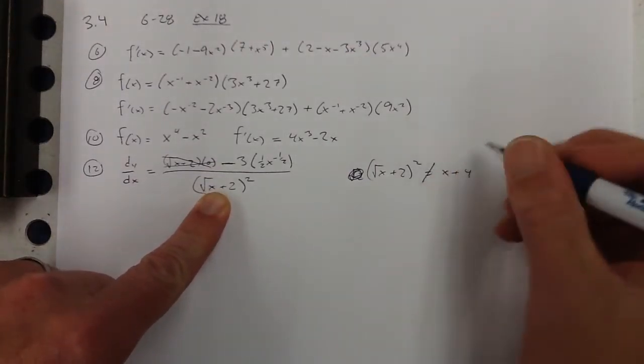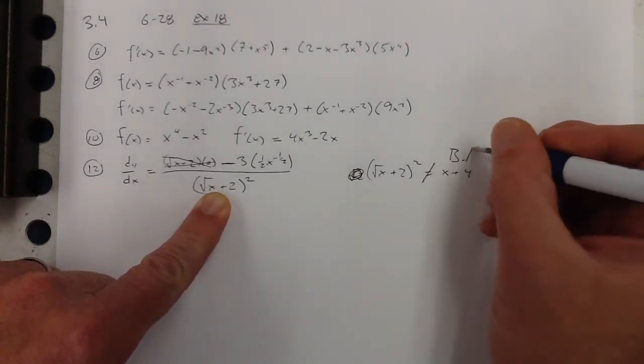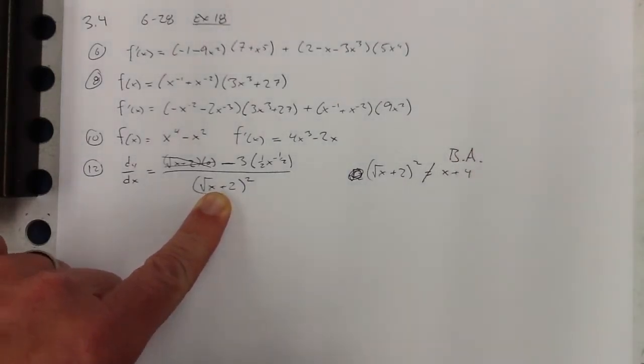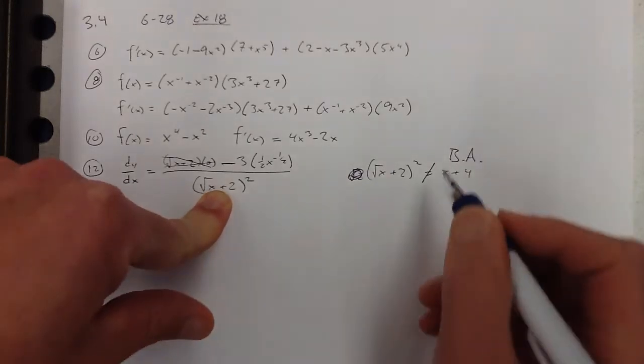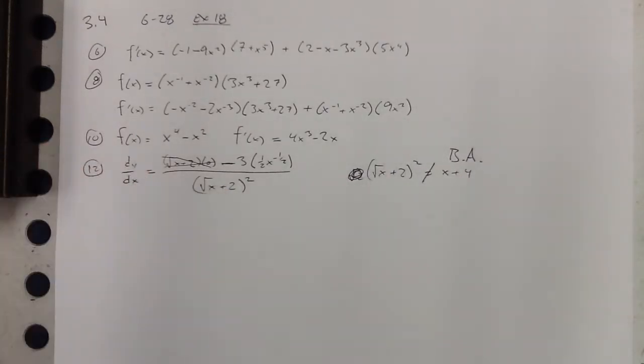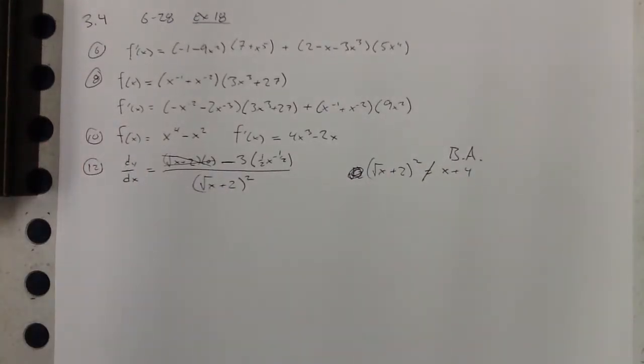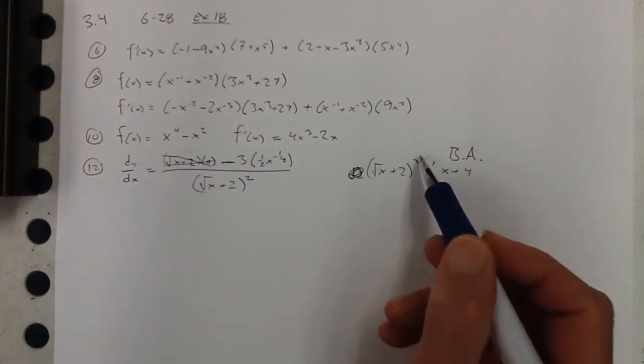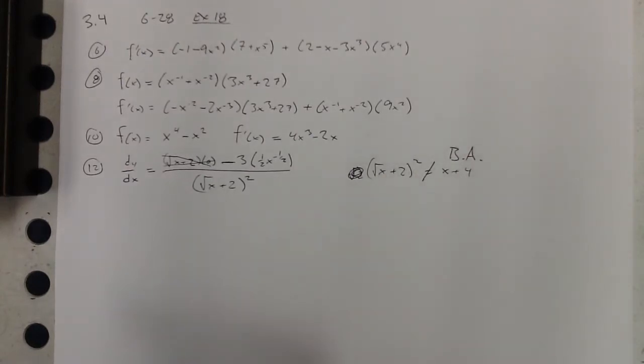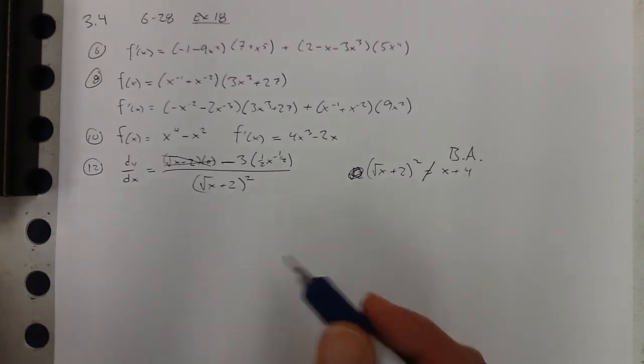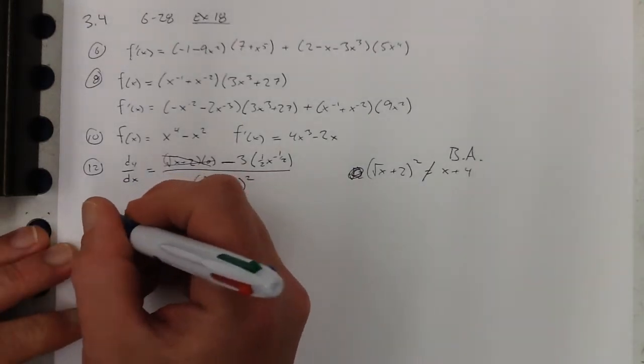No, just kidding. That is what we call bad algebra. You can't do that. Exponents do not distribute. Why? Because math. Because if you try this with actual numbers and then distribute the exponent, you get something that's not true. You can't do it. So watch out for that.